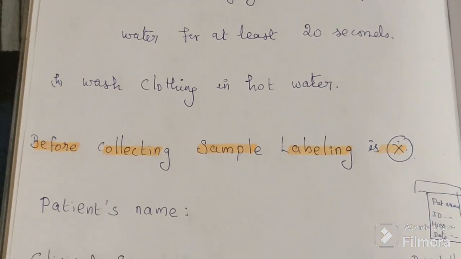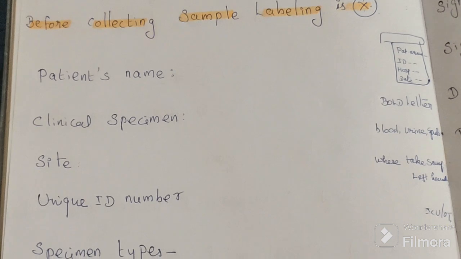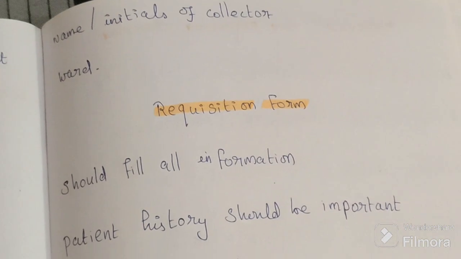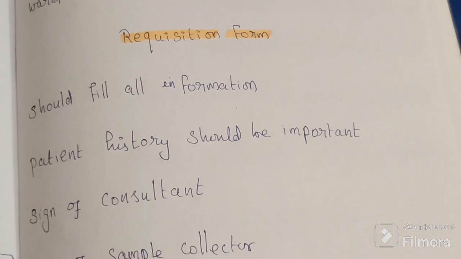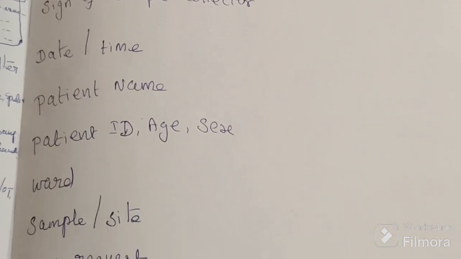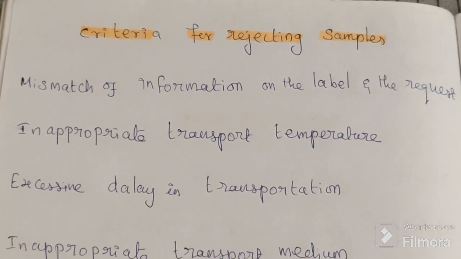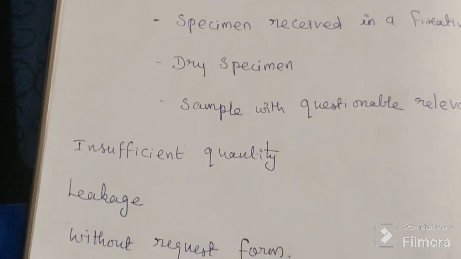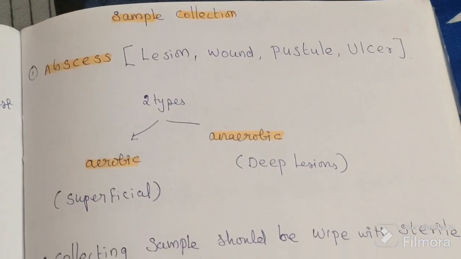This is the most important format. Labeling, and the second one is the requisition form. Both are important. Criteria for rejecting samples. Then sample collection.